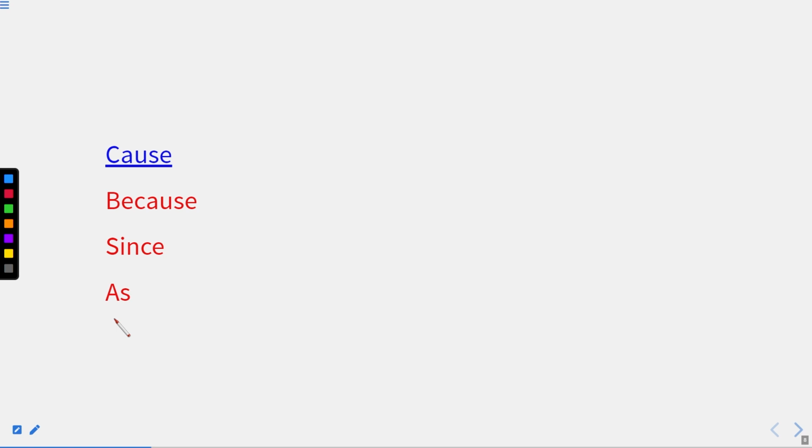Now let us join these two situations in a sentence with the help of these conjunctions. First, we have the word because. Because is a cause denoting conjunction. So we can write the sentence like, suppose this person is A.